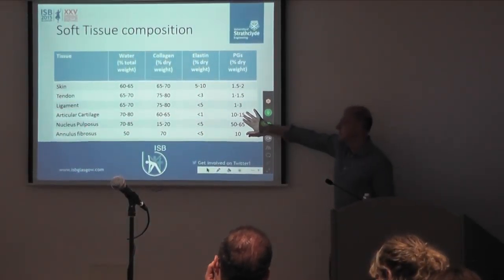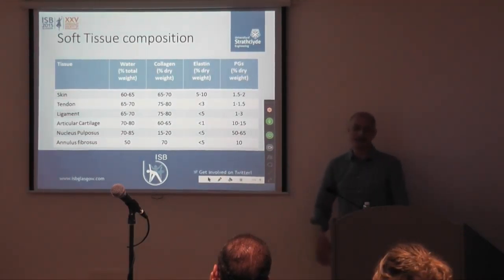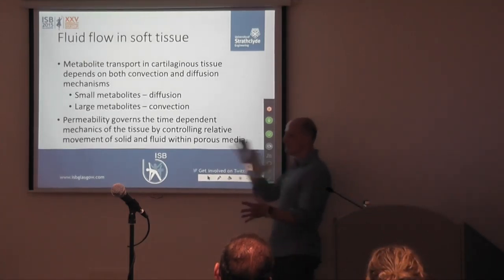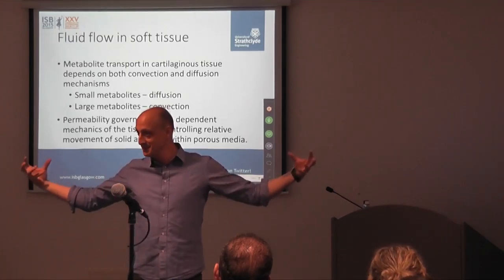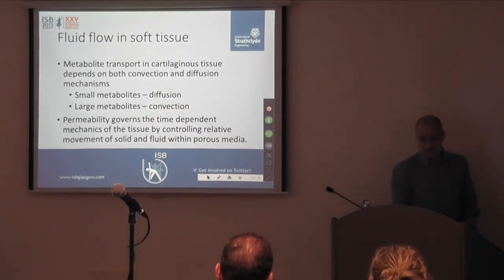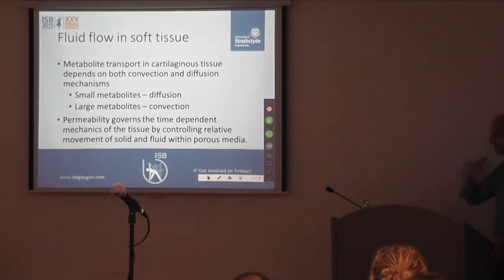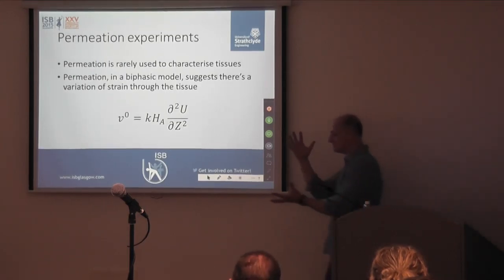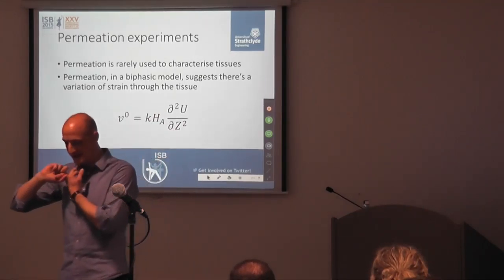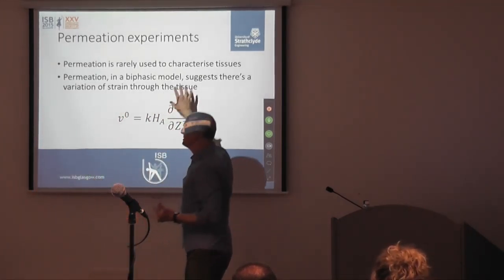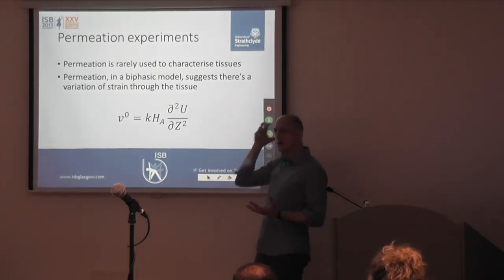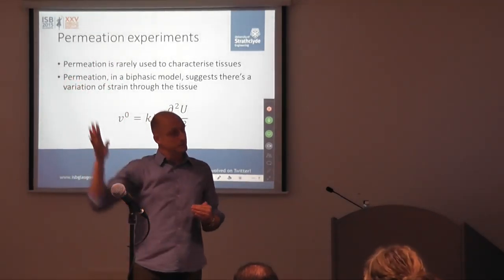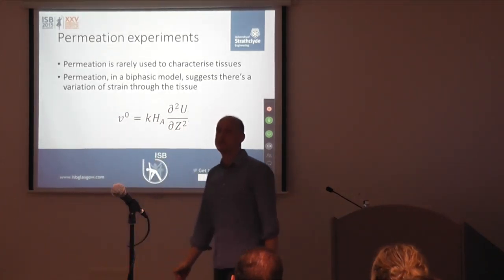To a slightly lesser extent, articular cartilage has those GAGs in it. The other materials are much lesser. So fluid flow is clearly, there's no stress being put on that, it just wants to suck things up. And permeability governs the time dependent mechanics of this fluid flow in the tissue. We've been through a confined compression experiment, and an unconfined compression experiment. Most people don't consider permeation experiments. A permeation experiment is to have a high fluid pressure on one side of the tissue and a low fluid pressure on the other side, and you're driving fluid flow through that tissue.